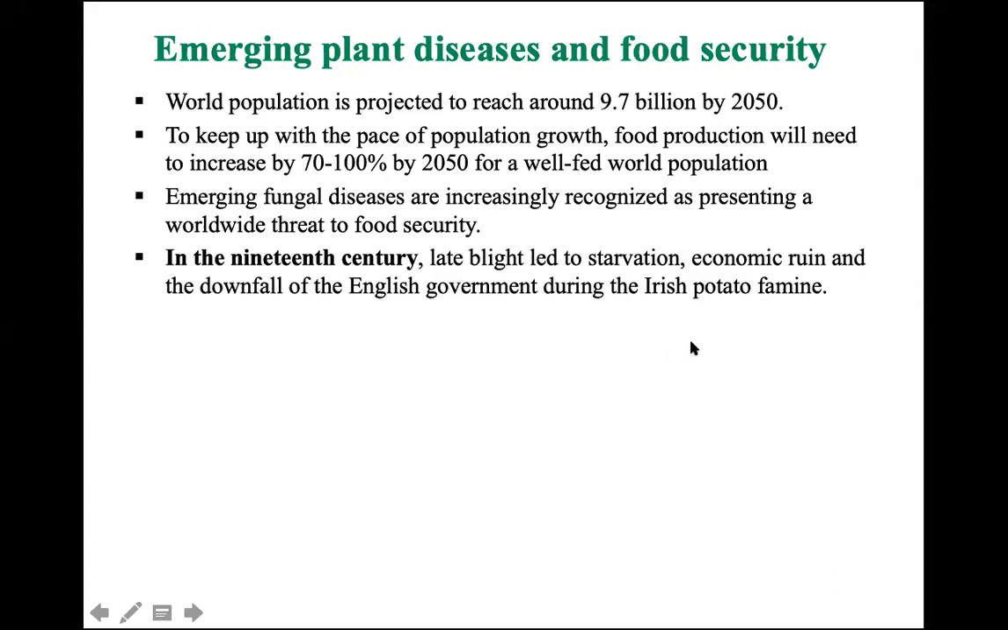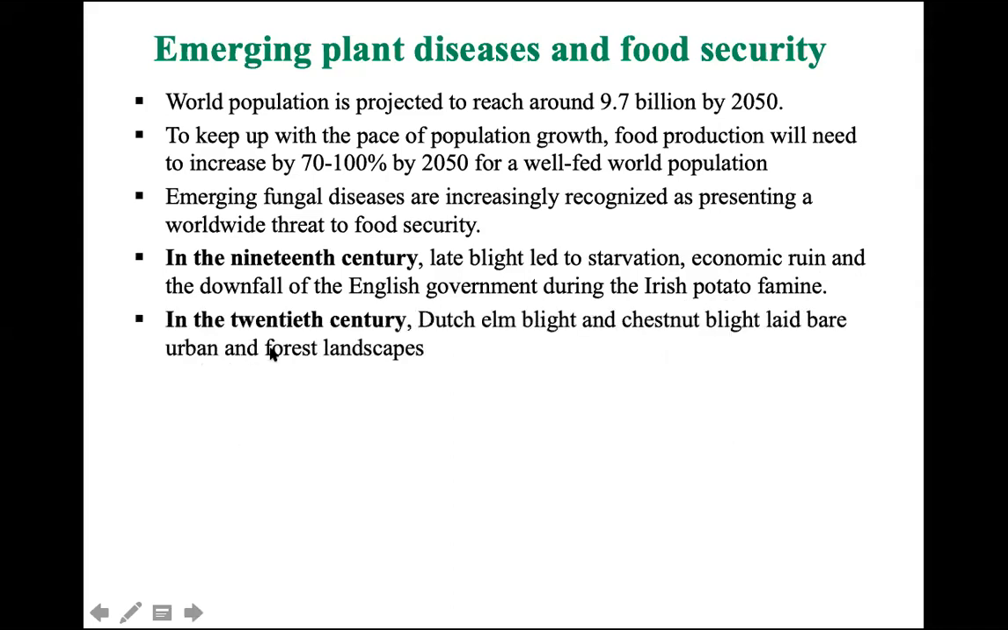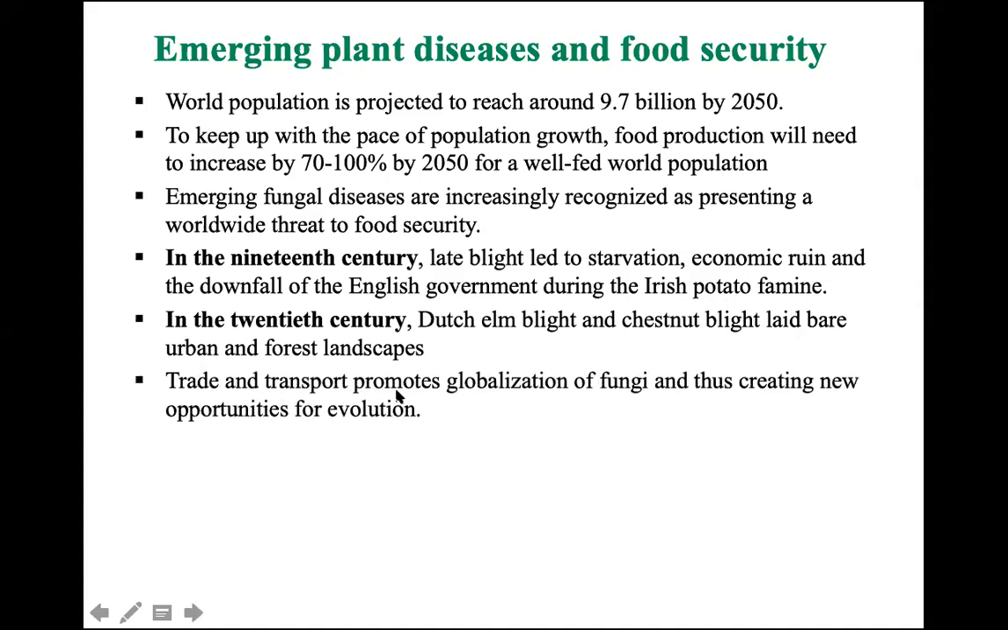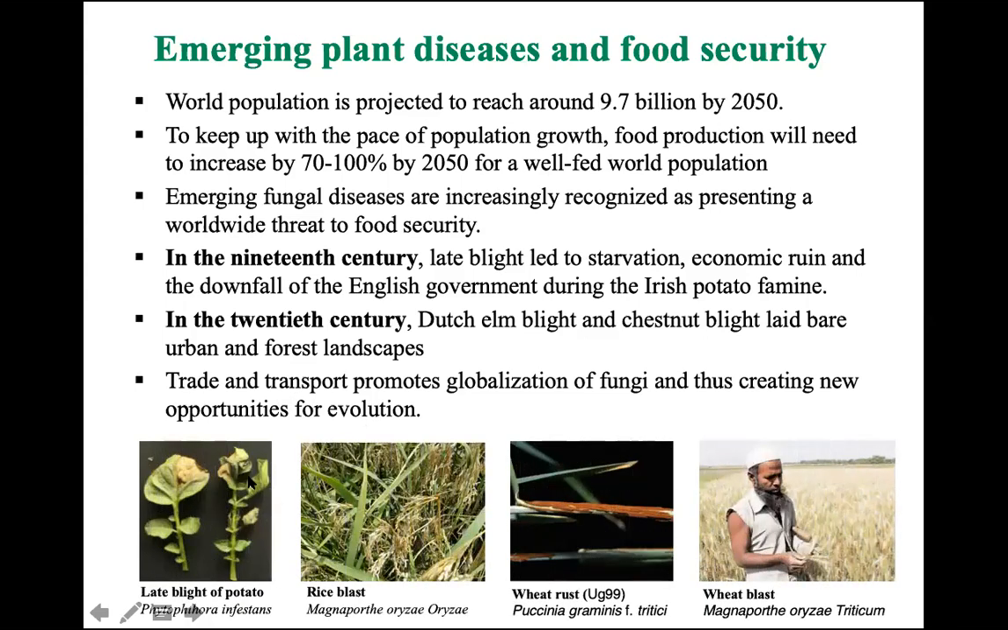And nowadays, the incidence of fungal diseases and other plant diseases is increasing. So economic ruin and the downfall of the English government during the Irish Potato Famine, I already discussed. In the 20th century, Dutch elm blight and chestnut blight laid bare urban and forest landscapes in Europe. And trade and transport promote globalization of fungi, thus creating new opportunities for evolution. Because world trade of food materials and agricultural products from one country to another, through air transport or ship transport, has increased significantly. As a result, diseases are also spreading across the earth, and this is why we have to be very careful. Here you see late blight of potato.